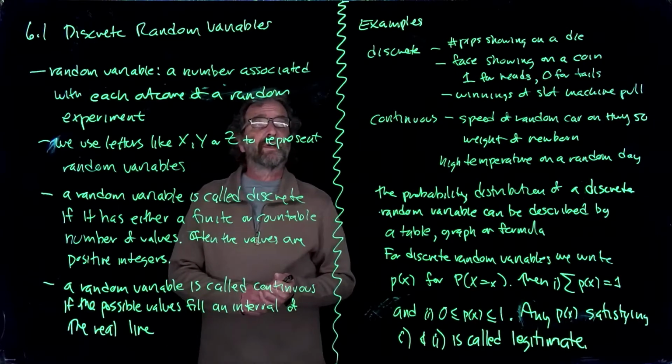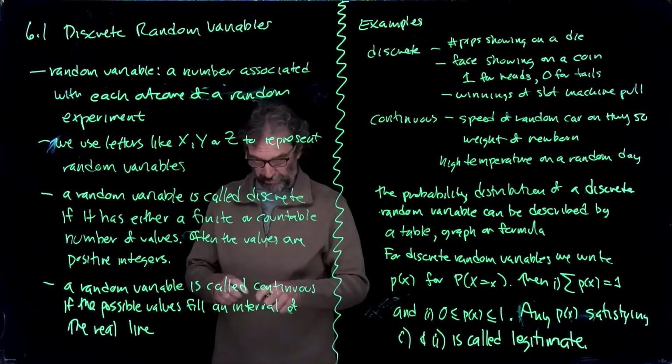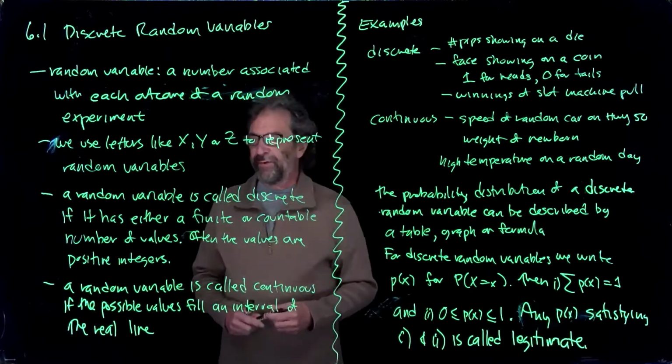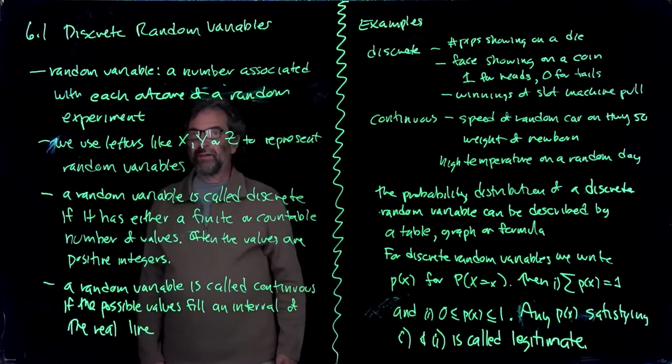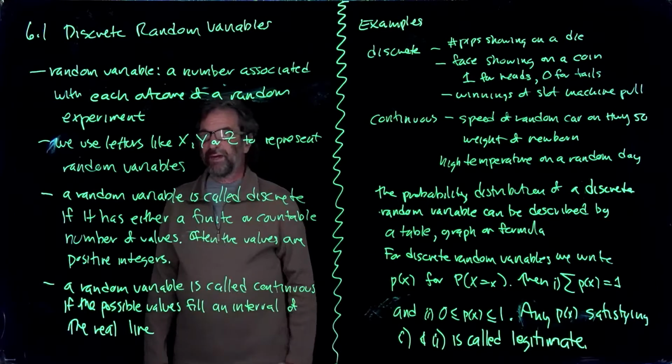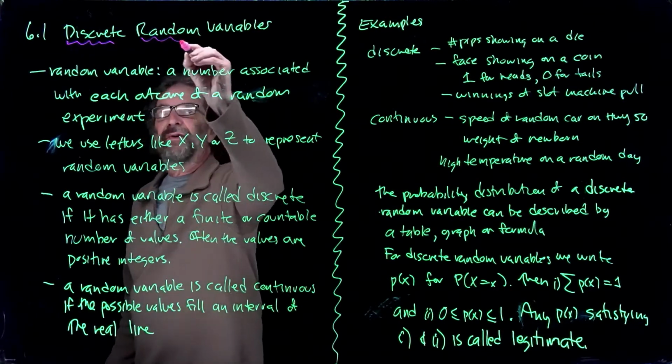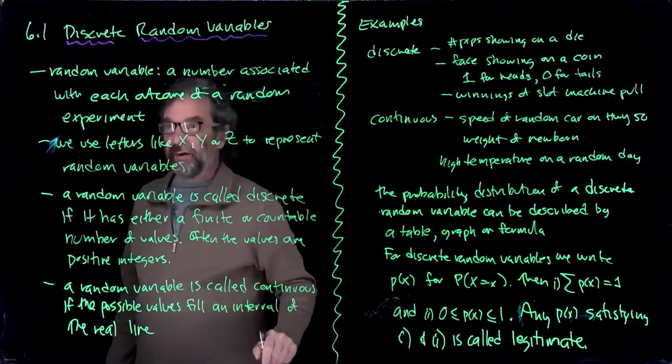So we're in section 6.1. 6.1 is about discrete random variables. And, well, I guess we have to define some terms. So things we have to worry about. Discrete random variable. Here we go.